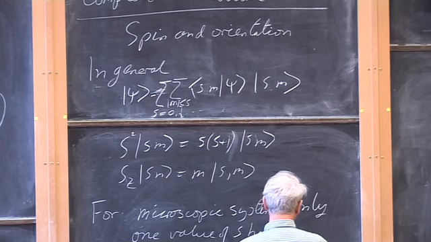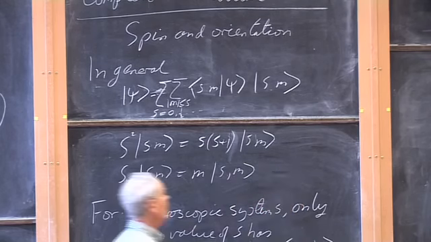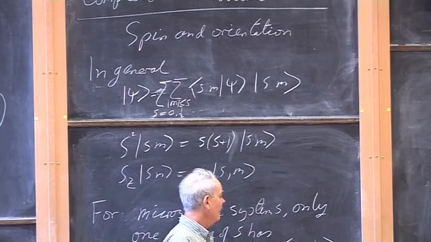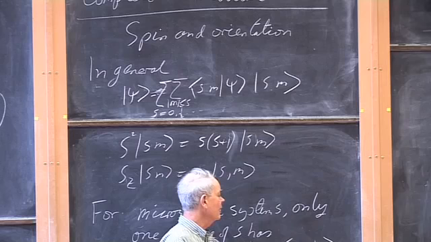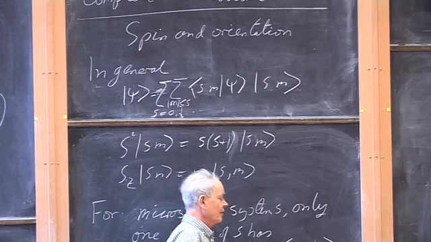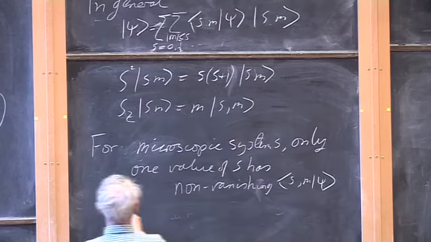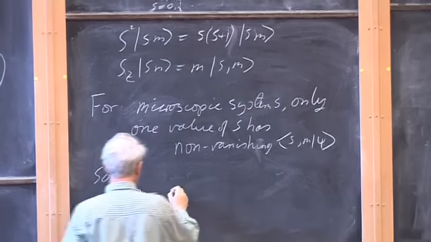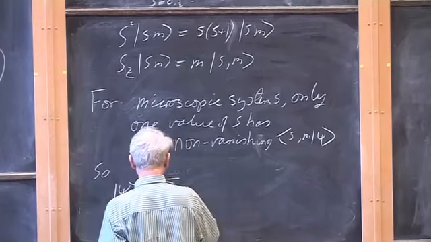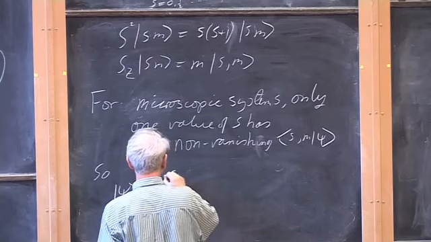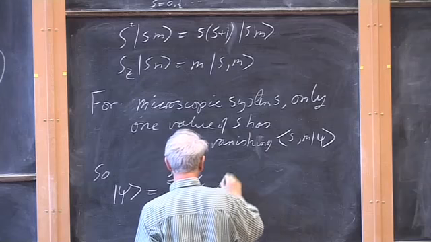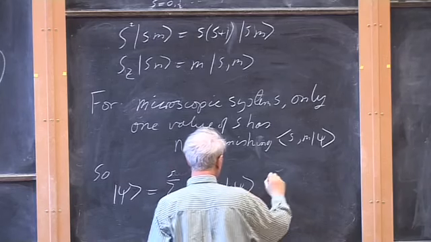S, M, psi. In other words, we can say at the outset that the amplitude to find a value of S other than a value that's peculiar to the system is 0. So we just don't need to consider it. So we're able to write that psi is equal to the sum from M equals minus S to S of S, M, psi, S, M.